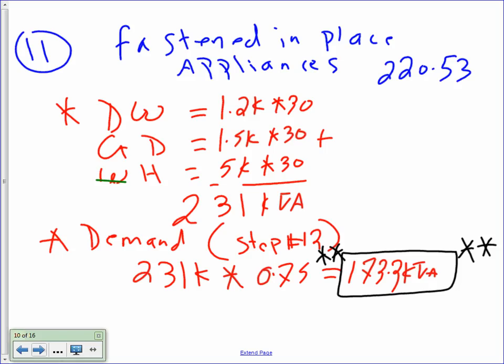Okay, total computed load. Skip that one. It doesn't add any value to me, right? Because I'm going to add them way at the end.